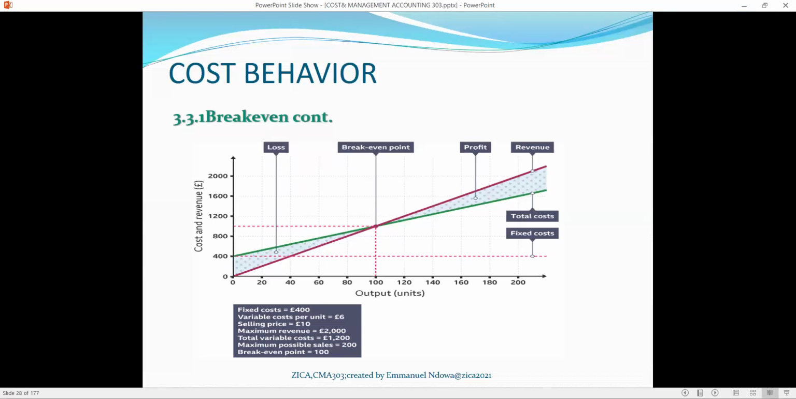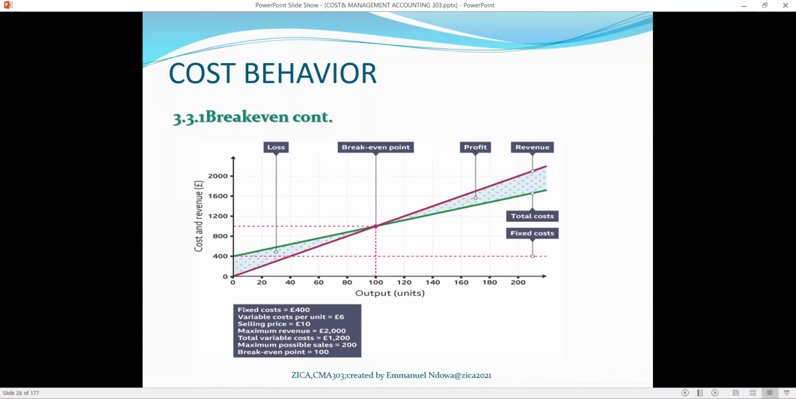The point where the total cost line intersects with the revenue line will be our break-even point. Can you see the break-even point now? Our break-even point is 100 units. Can you see it? It is 100 units. If we produce below the 100 units mark, we will realize some losses.